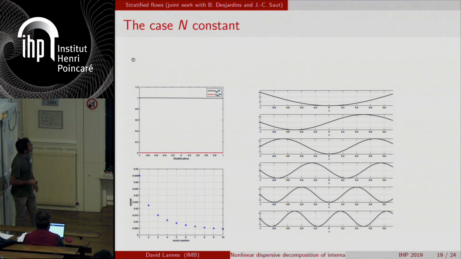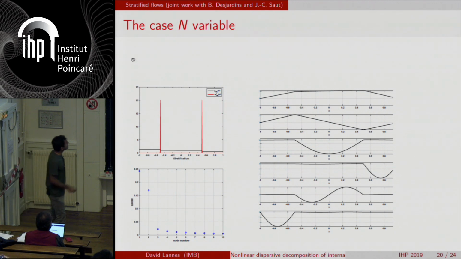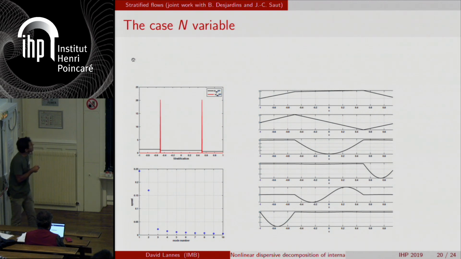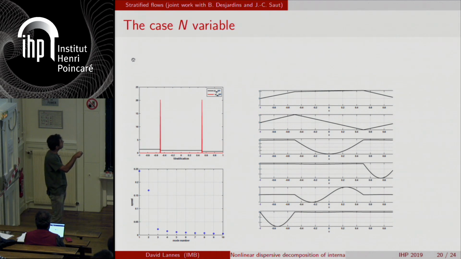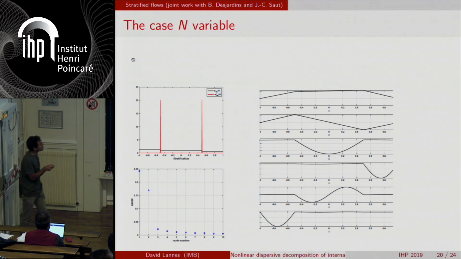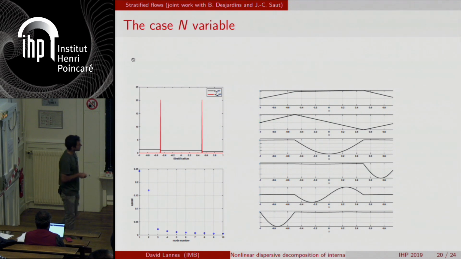But of course, N in some cases is not constant. For instance, here I have taken the case of a continuous stratification, but I have included two sharp stratifications. So here and here you have a jump in the stratification, and in red is the derivative, minus the derivative of the stratification. So you see that you are converging to two Dirac functions. So these are the speeds, and you see that here the eigenfunctions are a bit more complicated.